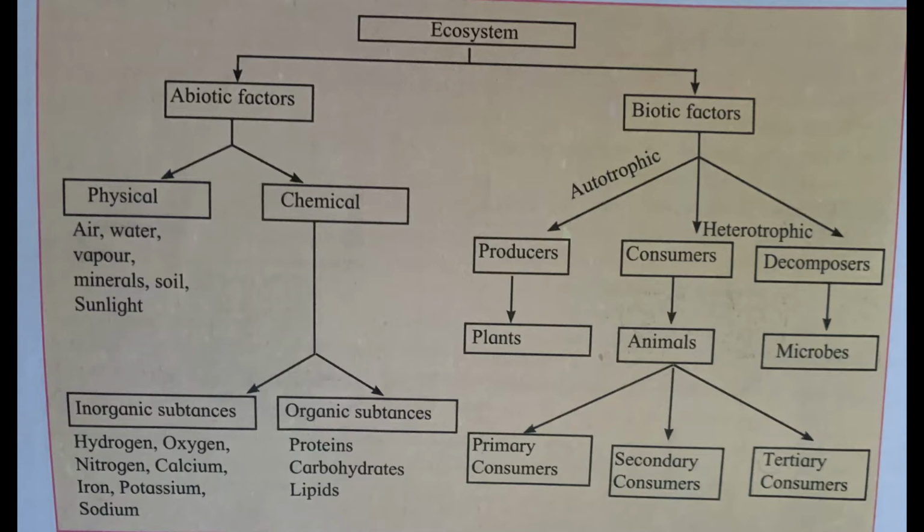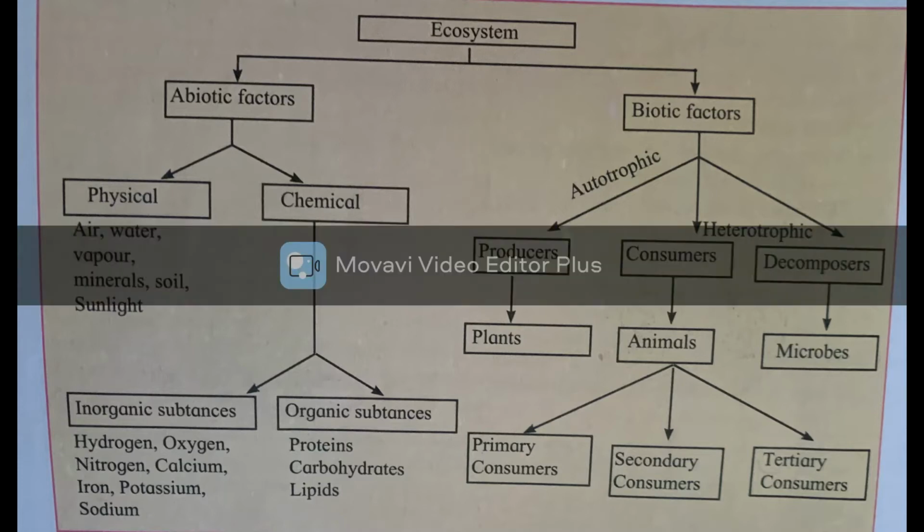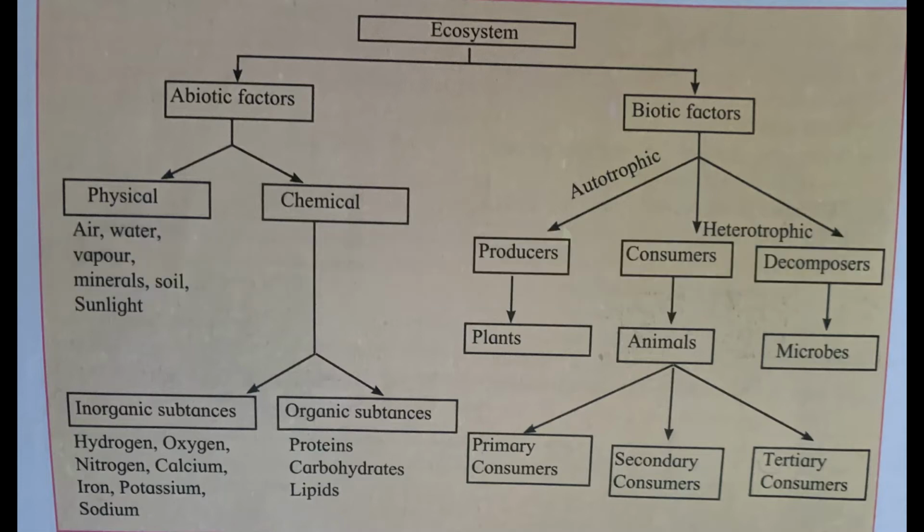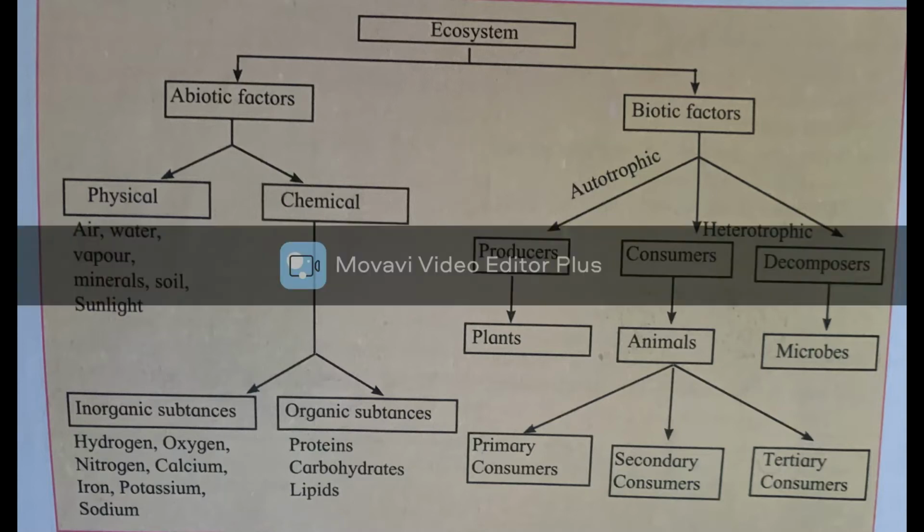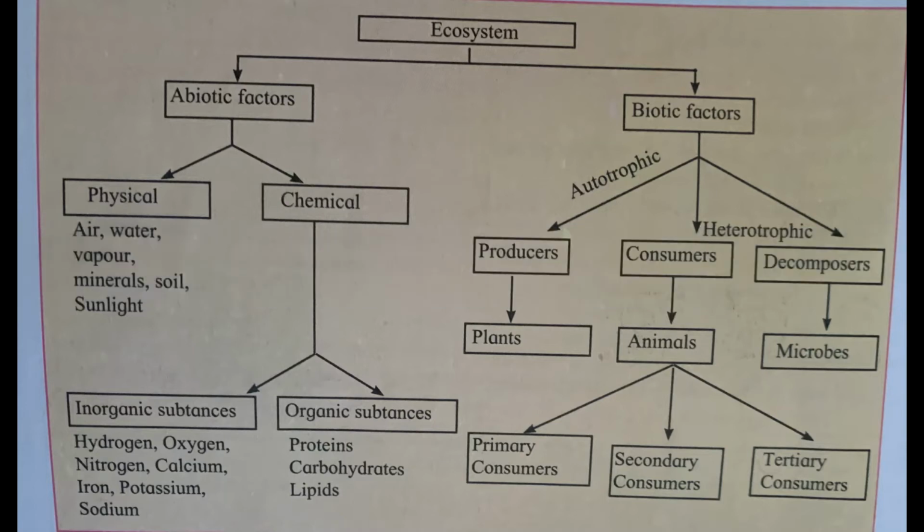Small insects are eaten by animals like frogs, and the frogs are eaten by a snake, and the snake is eaten by an eagle. Like that, they depend on each other for their food. So, they are classified into primary consumers, secondary consumers and tertiary consumers. Now, to decompose the dead bodies of animals and plants, there are microbes. They decompose, so they are called decomposers.